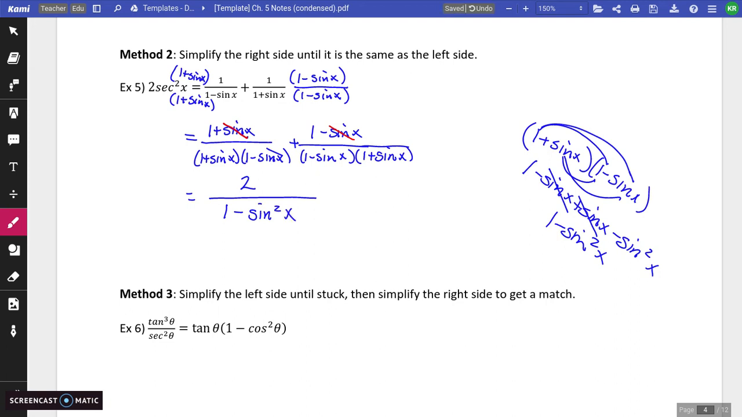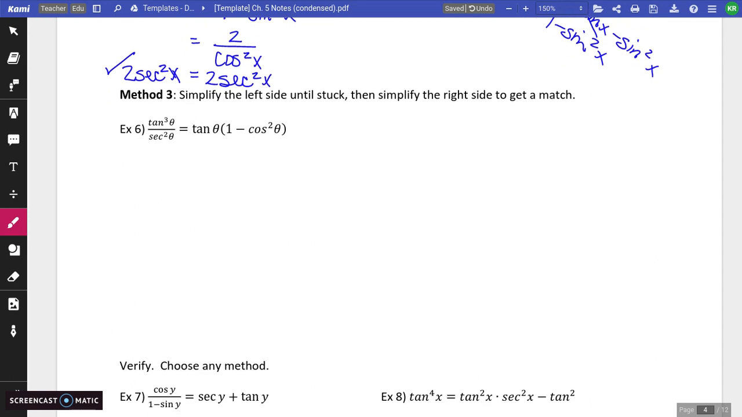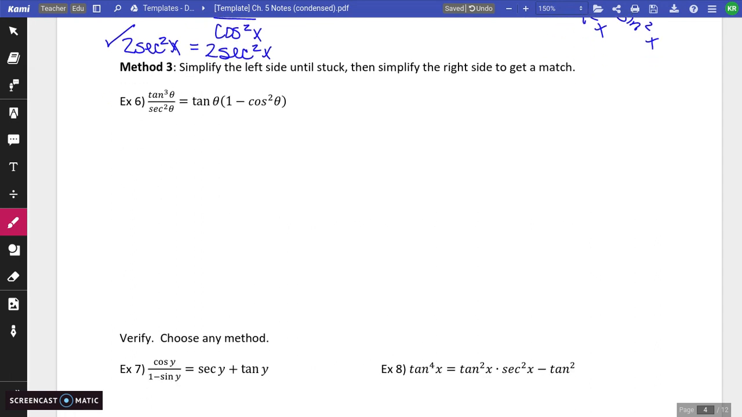Okay, this is going to come from one of our Pythagorean identities. Remember, sine squared plus cosine squared equals 1. Well, if I move the sine squared to the right side, then that is going to be equal to cosine squared. And cosine squared is the reciprocal of secant squared. So this is going to be 2 secant squared x equals 2 secant squared x. And I am finished.